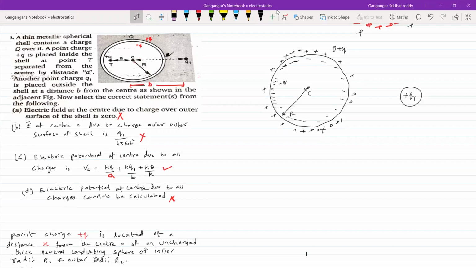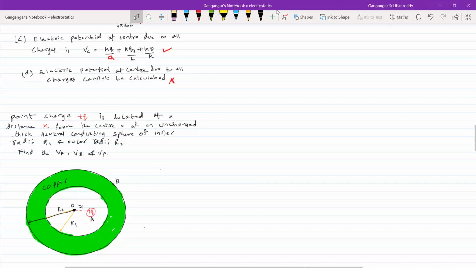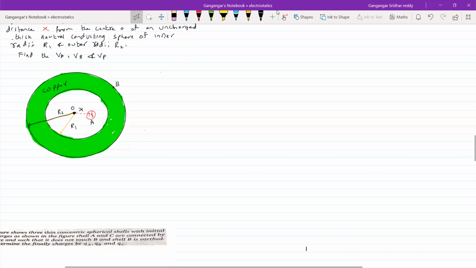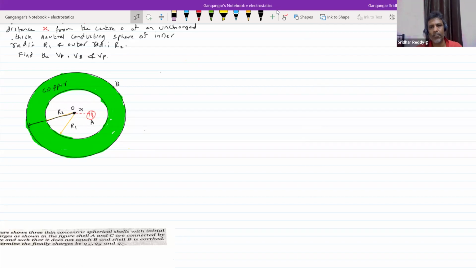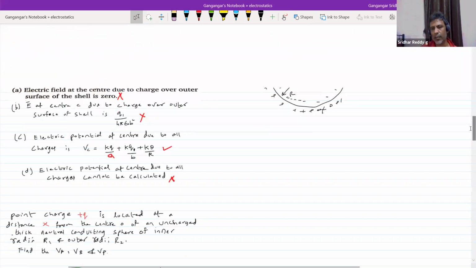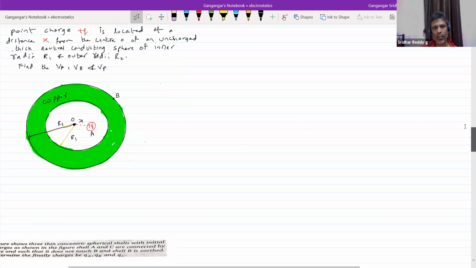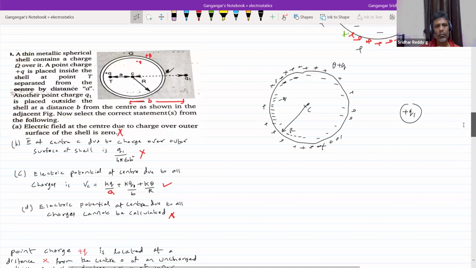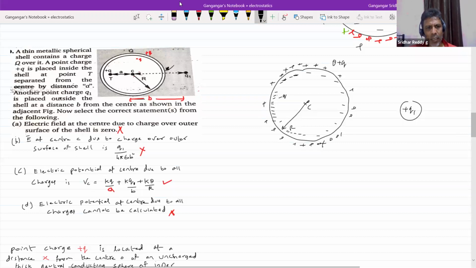Okay, let's come similarly. Sir, in option C, can you explain why the potential due to point Q is KQ by A? I think symbols are given like that only, no? I'll scroll up. Where are we? This one only. Potential at point C due to this point charge is KQ by A.